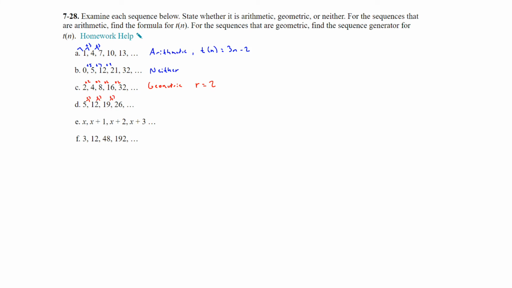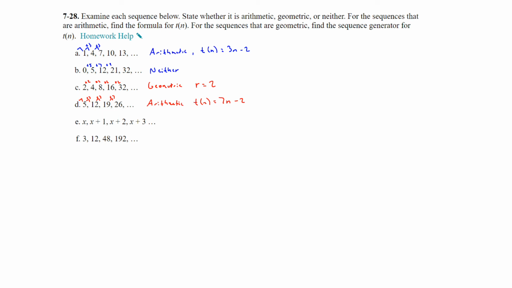For part D, we have plus 7, and plus 7. So once again on this one we have arithmetic. And we know that T of n, and since we're adding 7, that's our constant that we're adding each time. But then once again, where do we start? We have to work backwards, subtract 7 from 5, and that will give us a minus 2.